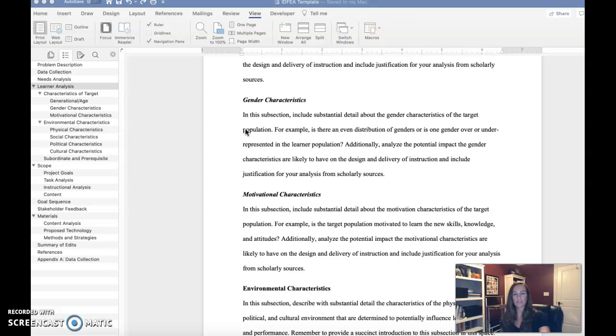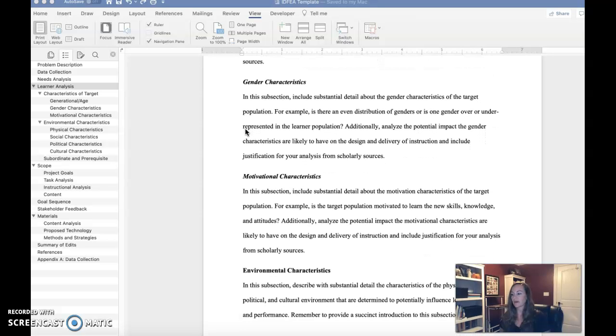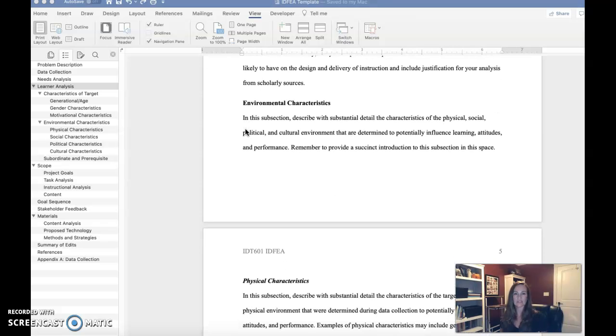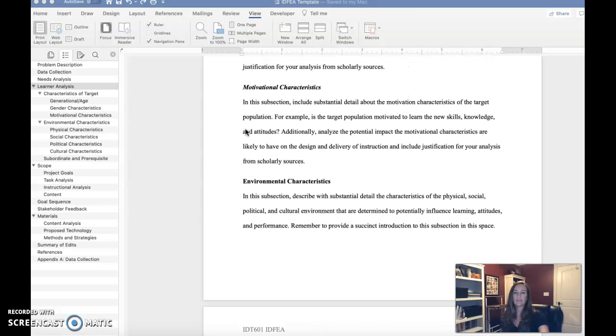Some of the other information that you may be able to utilize your existing knowledge for, and your understanding and familiarity with the company, may pertain to environmental characteristics or physical characteristics. There may be other portions of this learner analysis that you have to be a little bit more creative to address. For example, motivational characteristics. Maybe you don't currently have a real great feel for how motivated your target audience would be to learn a new skill or gain new information, or just attitudes.